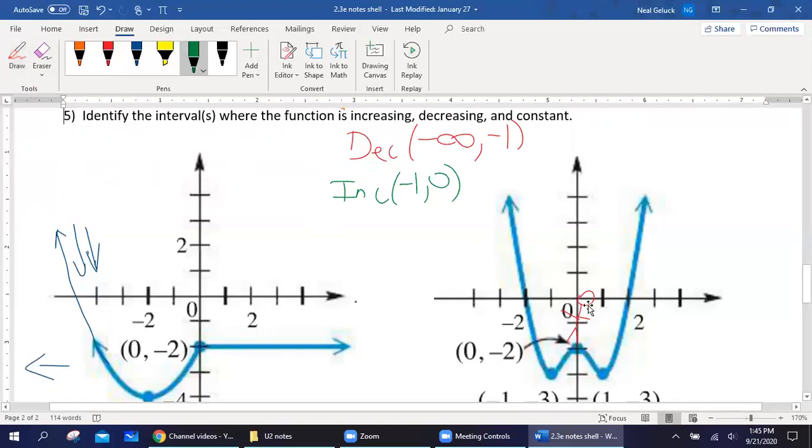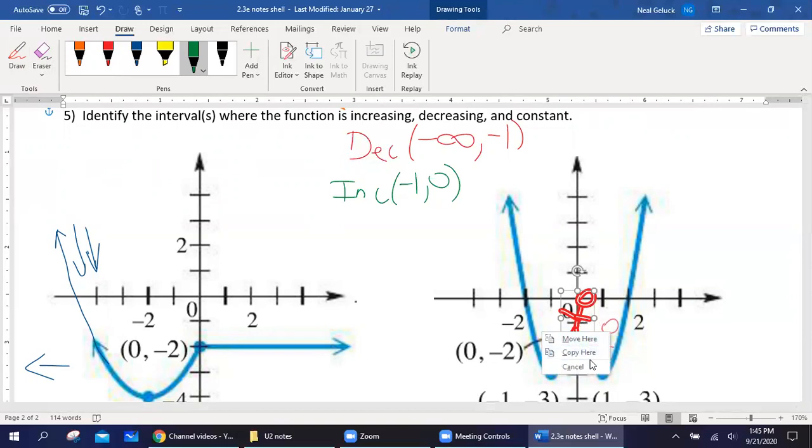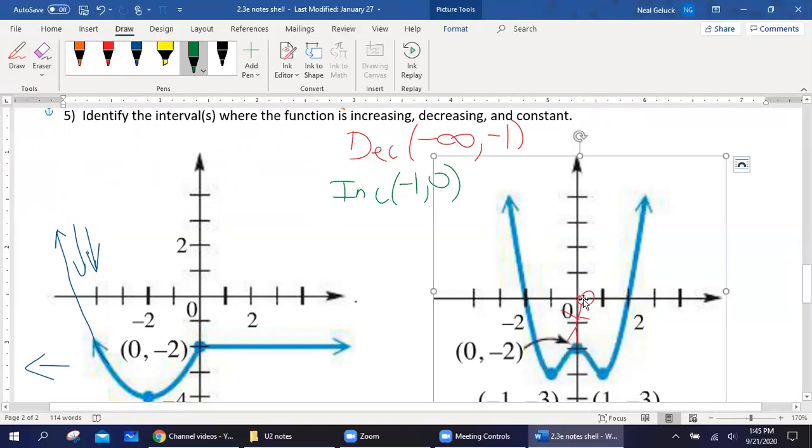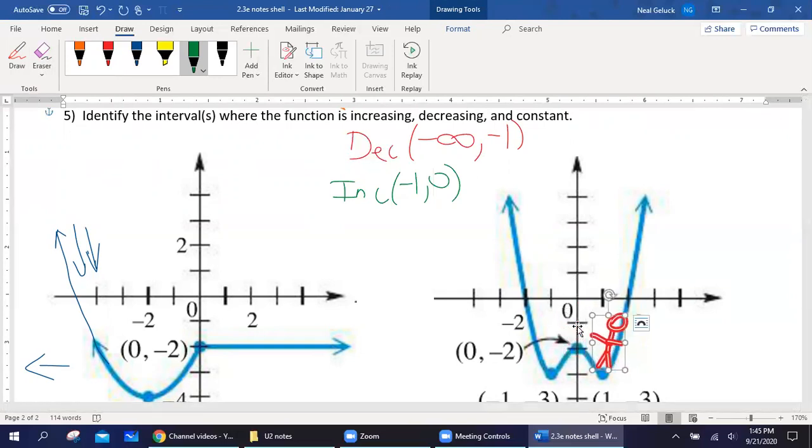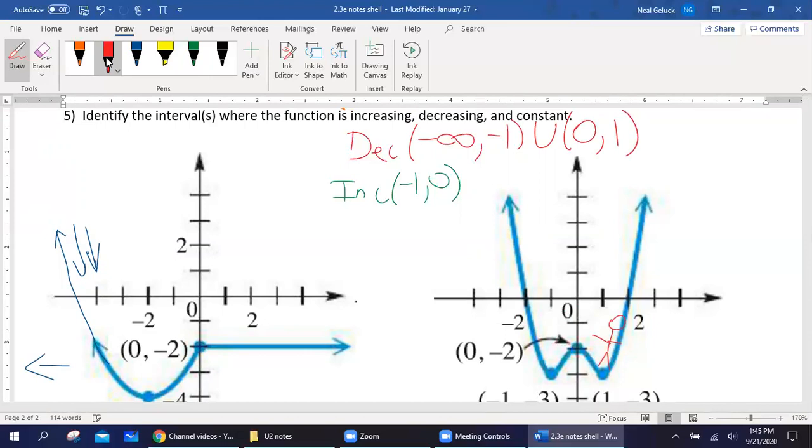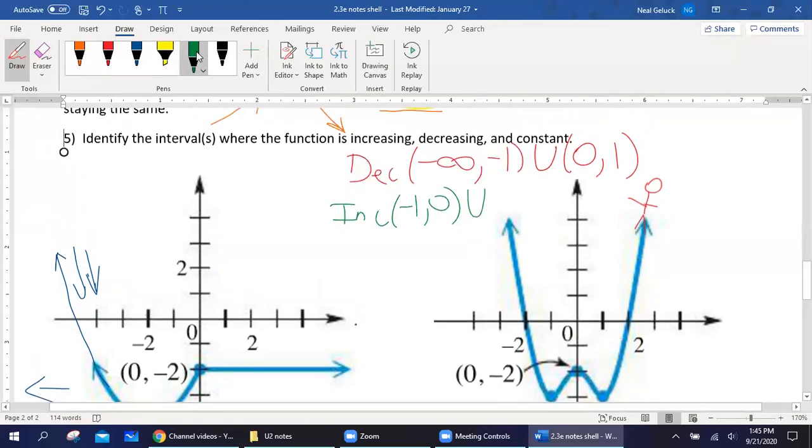But then they start walking downhill again. They're walking downhill again. That means another interval of decreasing. So I'm going to say in union with decreasing from X is 0 to X is 1. And finally, they are increasing, walking back uphill. So another interval of increasing from 1 for X forever to the right. Notice on this one, there is no interval of constant. There's no flat part. They're always walking downhill or uphill on that one.